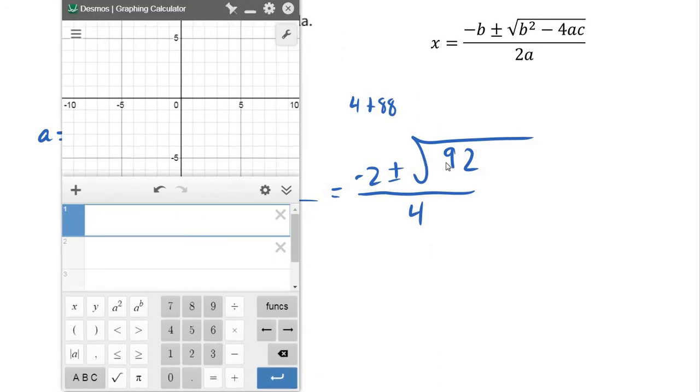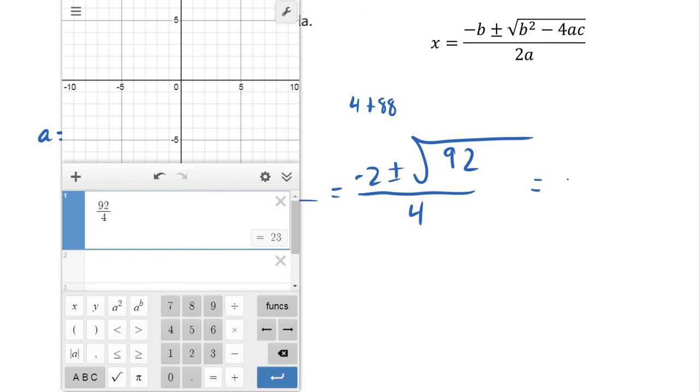So we're looking for perfect squares. How can I simplify 92? Let's see if 4 will go into it. So 92 divided by 4 is 23. Okay, so that'll work for us. So this is the same as negative 2 plus or minus 2 square root 23 all over 4.